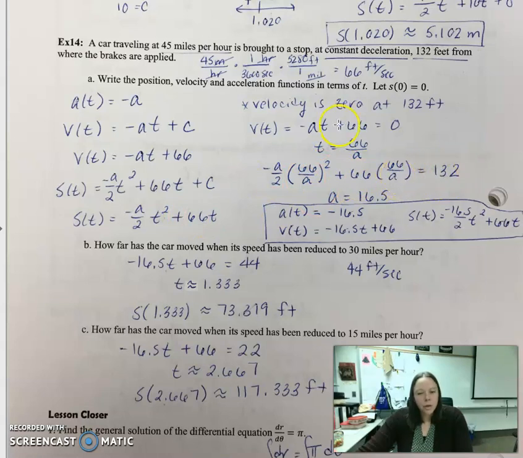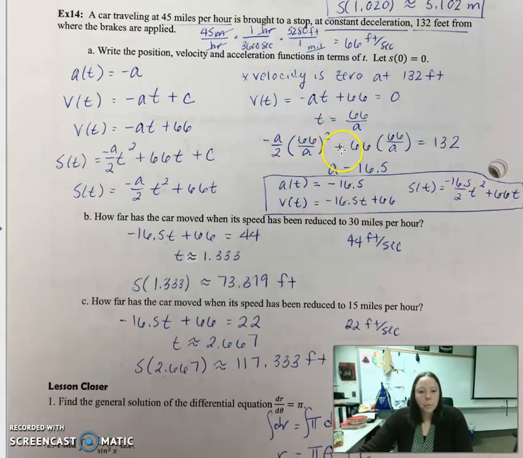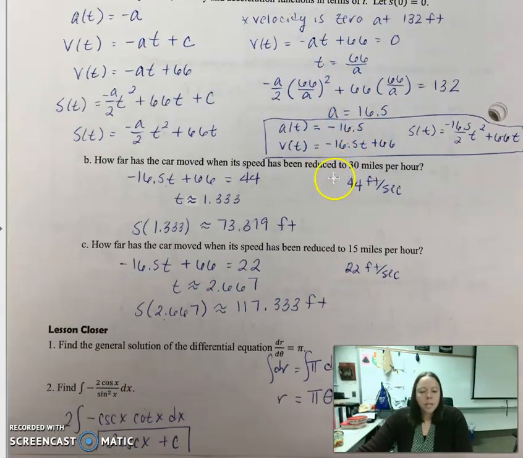You'll have to think through that, and we'll definitely talk about this one in class. But that's how I was able to find the a value. And once I had the a value, then I was able to plug it into these other equations to get the equations. So that's a little fun one for you to think through. And if it doesn't make sense, definitely come talk to me. So then, how far has the car moved when its speed has been reduced to 30 miles per hour? Now that you have all your functions, you are golden. You're good to go.